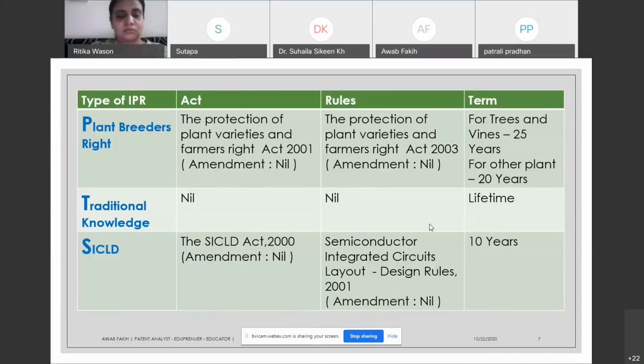Let's go for the second last one. That's traditional knowledge. Again, no act, no rules. The term for protection is for lifetime. So again, a question to this audience. In the previous slide, we have seen one of the types of IPR. Even that IPR didn't have any rules, any act. Even the term for protection was for lifetime. Which IPR was that? It was very, very similar to traditional knowledge.